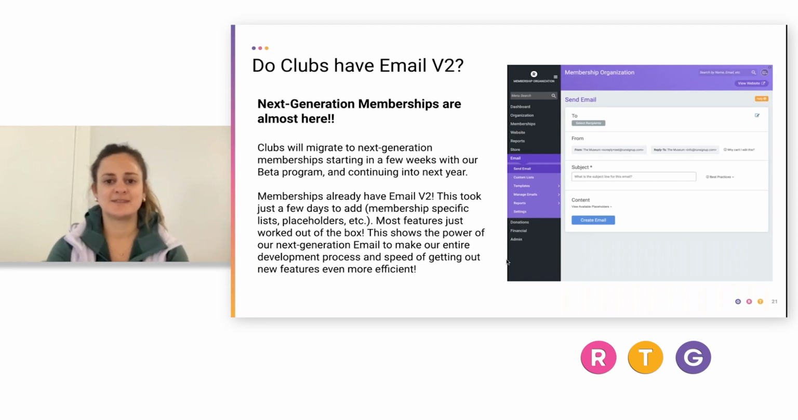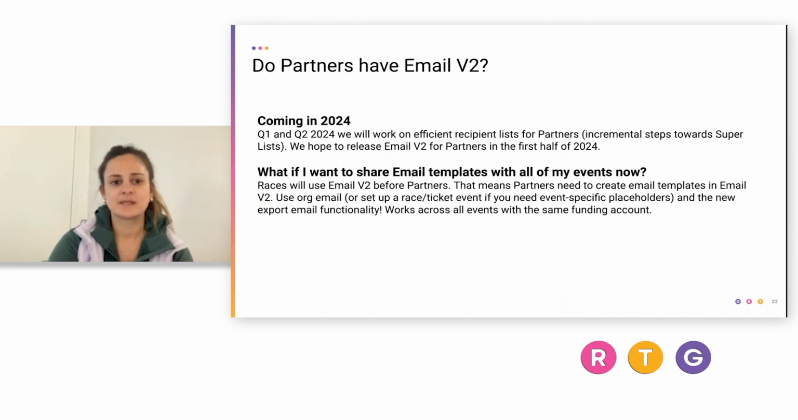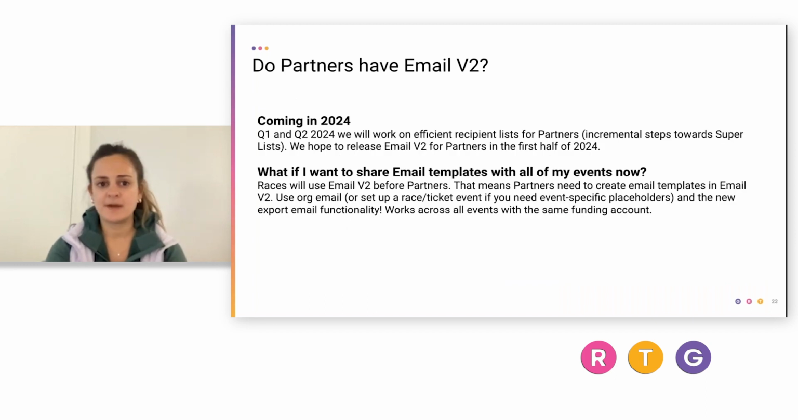So this is just a really powerful testament to how efficient we've become with development. This is kind of the same thing that you're going to see over the next year as we roll out the websites v2 to races. And then do partners have email v2? That is something that is our priority in 2024. So we're hoping to get that out in the first half.